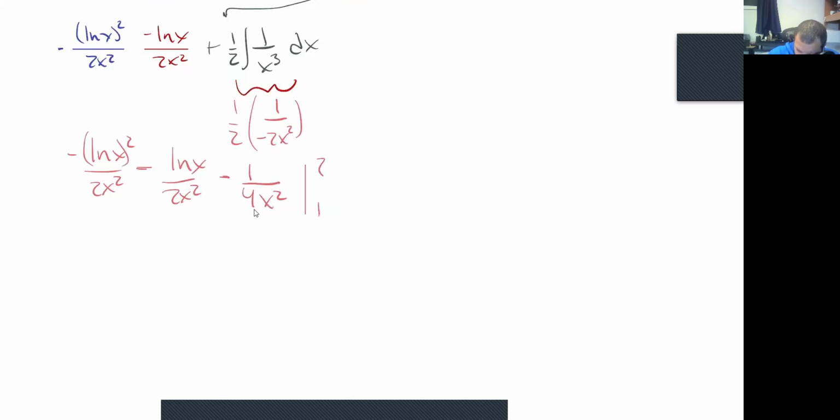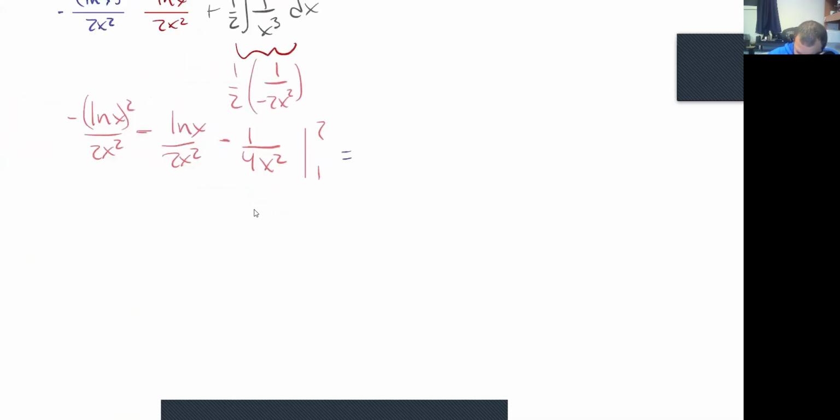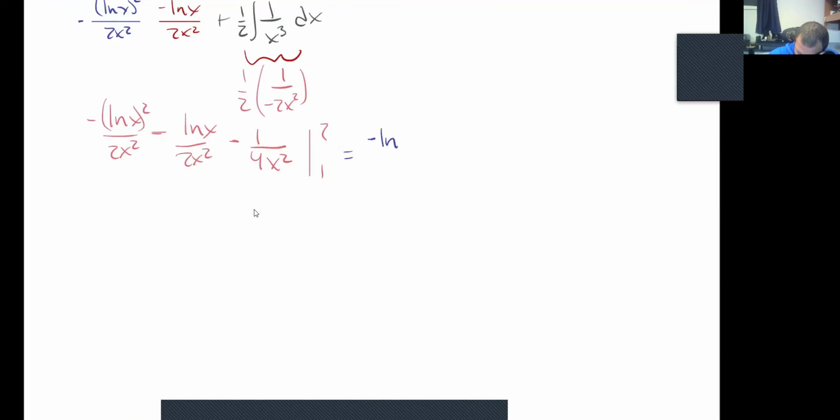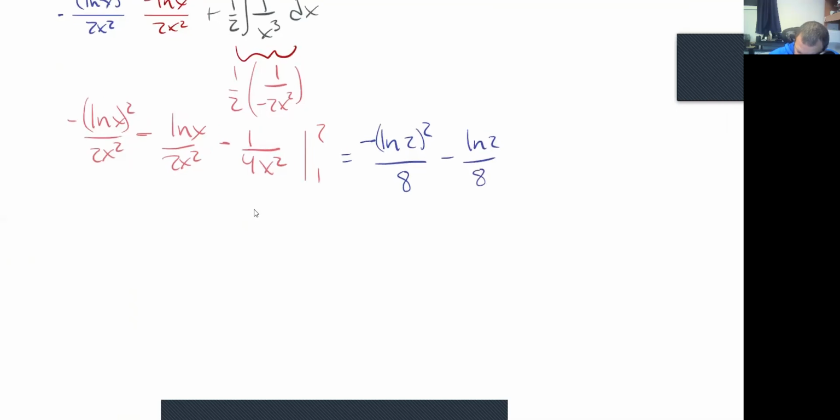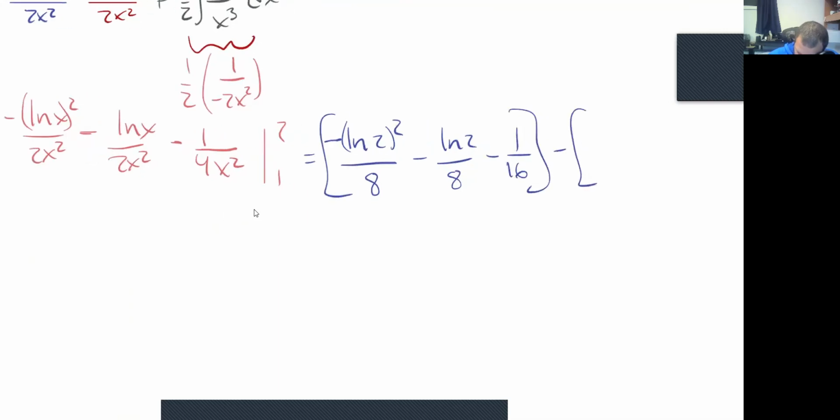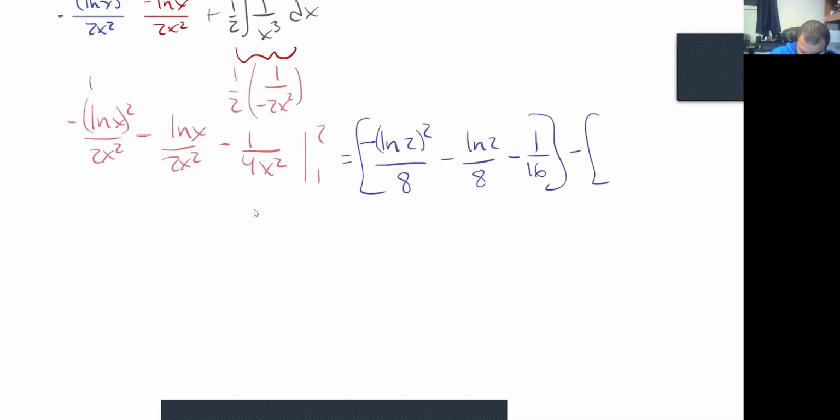So the good news is that our natural log of one things are going to just disappear. So we're going to end up with negative natural log of 2 squared over 2 times 2 squared, which is 8, minus the natural log of 2 over 8 again, minus 1 over 4 times 2 squared is 1/16. So we have this. Then we're going to take away, right? Natural log of 1 is just 0. So we're going to get 0 minus 1/4 times 1.